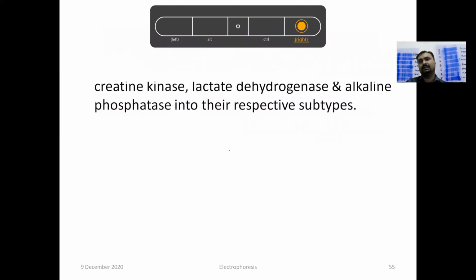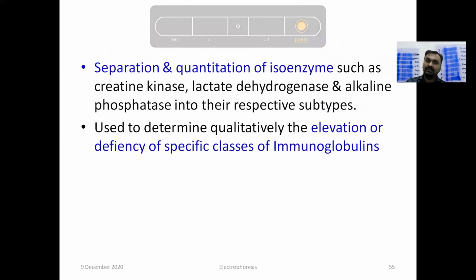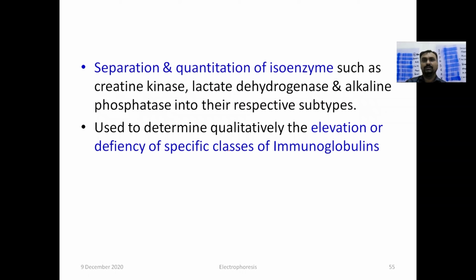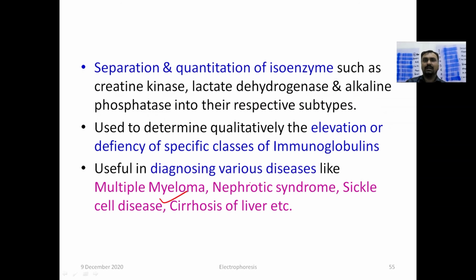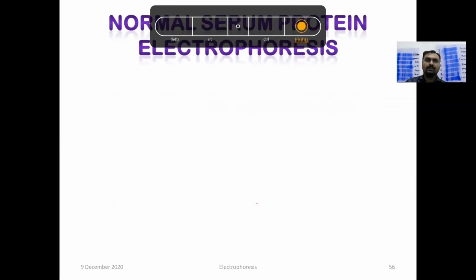It can also be used to separate and quantify lipoproteins. We can also separate the different isoenzymes, and use it in elevation or deficiency of immunoglobulins. So we can mainly use it in multiple myeloma, nephrotic syndrome, sickle cell, cirrhosis of the liver. Different disease patterns we can identify via electrophoresis. We will see the clinical aspect in a few minutes.